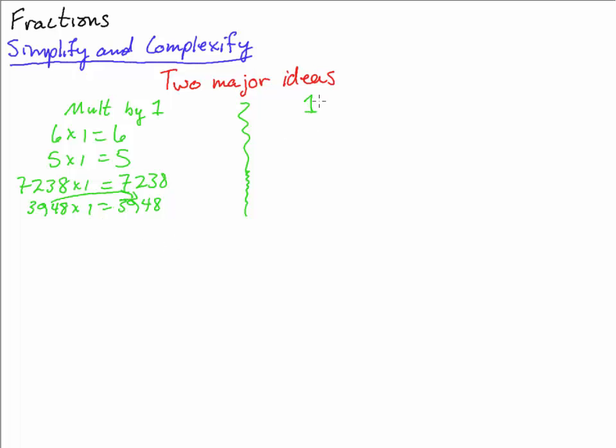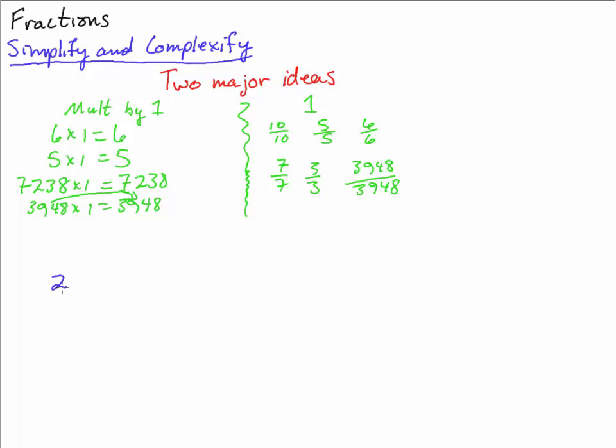Now let's look at this other idea. 1 is the same as 10 over 10, 5 over 5. 5 divided by 5 is 1. 6 over 6, 7 over 7, 3 over 3, 3,948 all over 3,948. All of these are just different names for the number 1, even though they look different. So now let's put these two ideas together and see what we come up with.